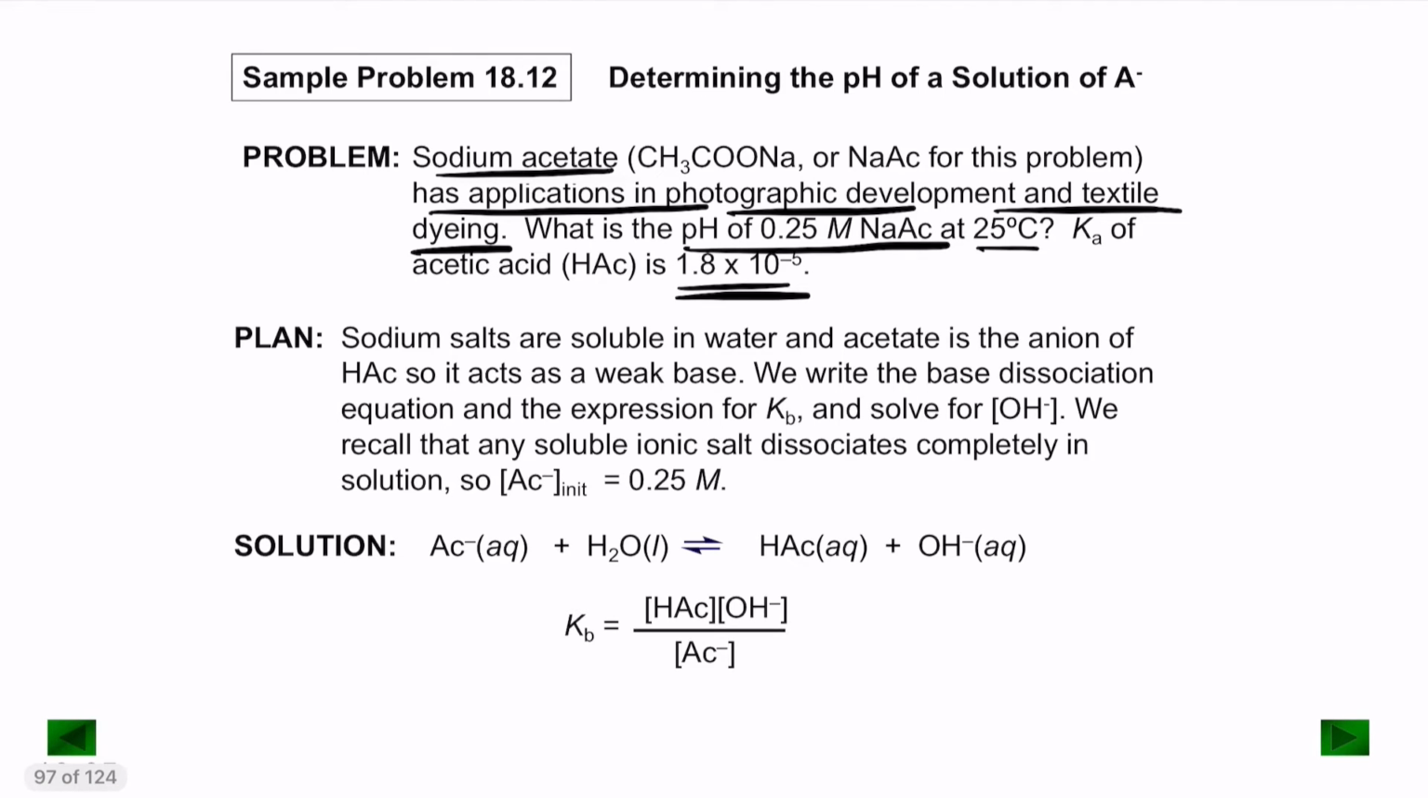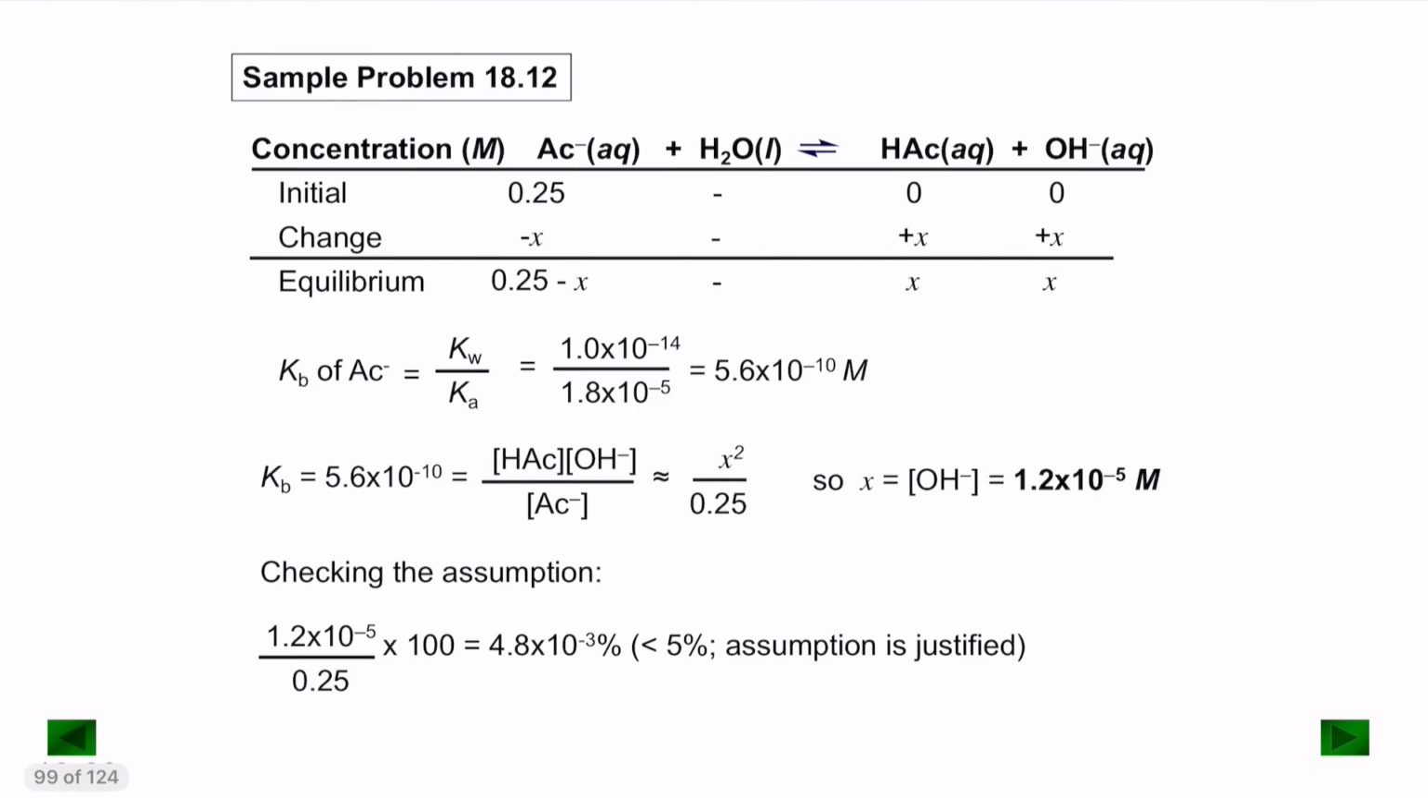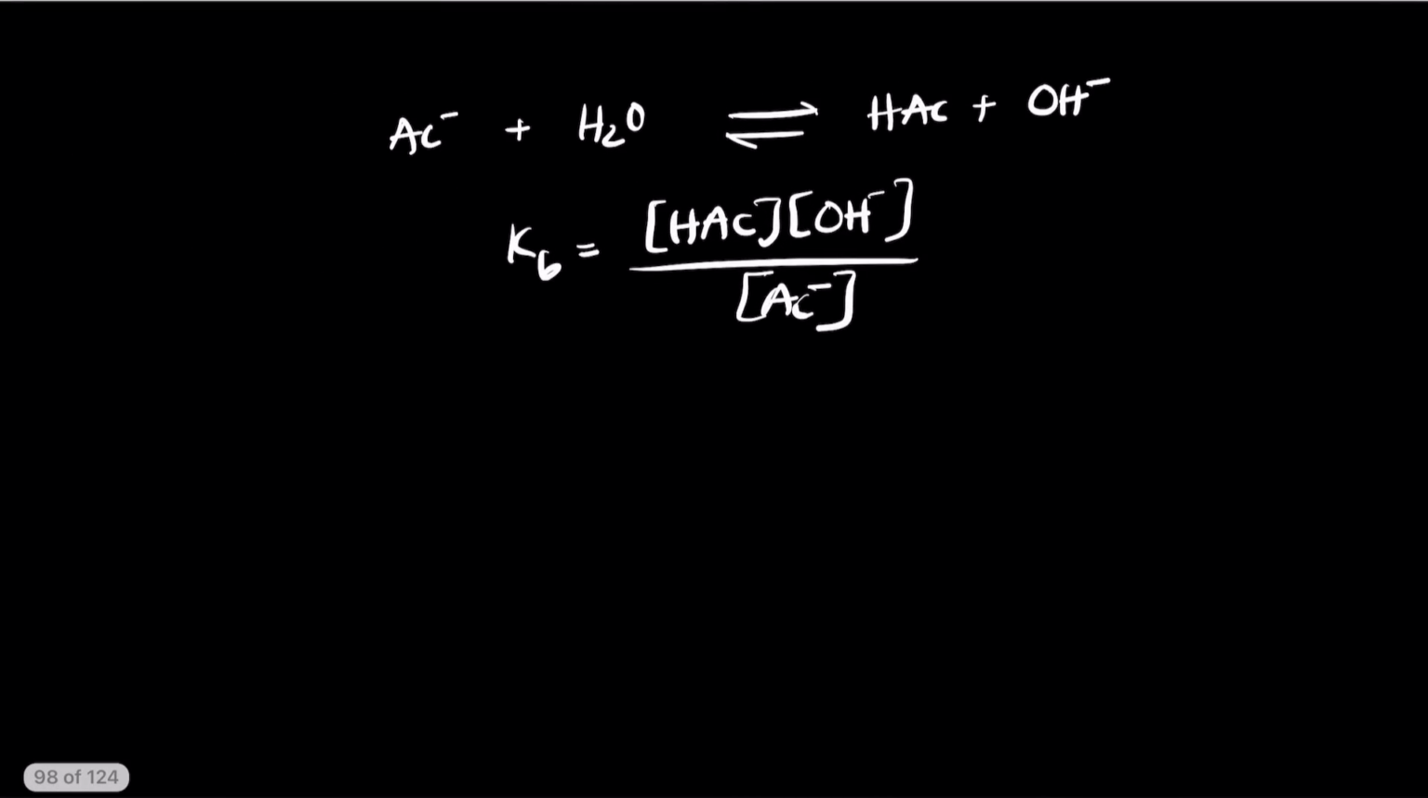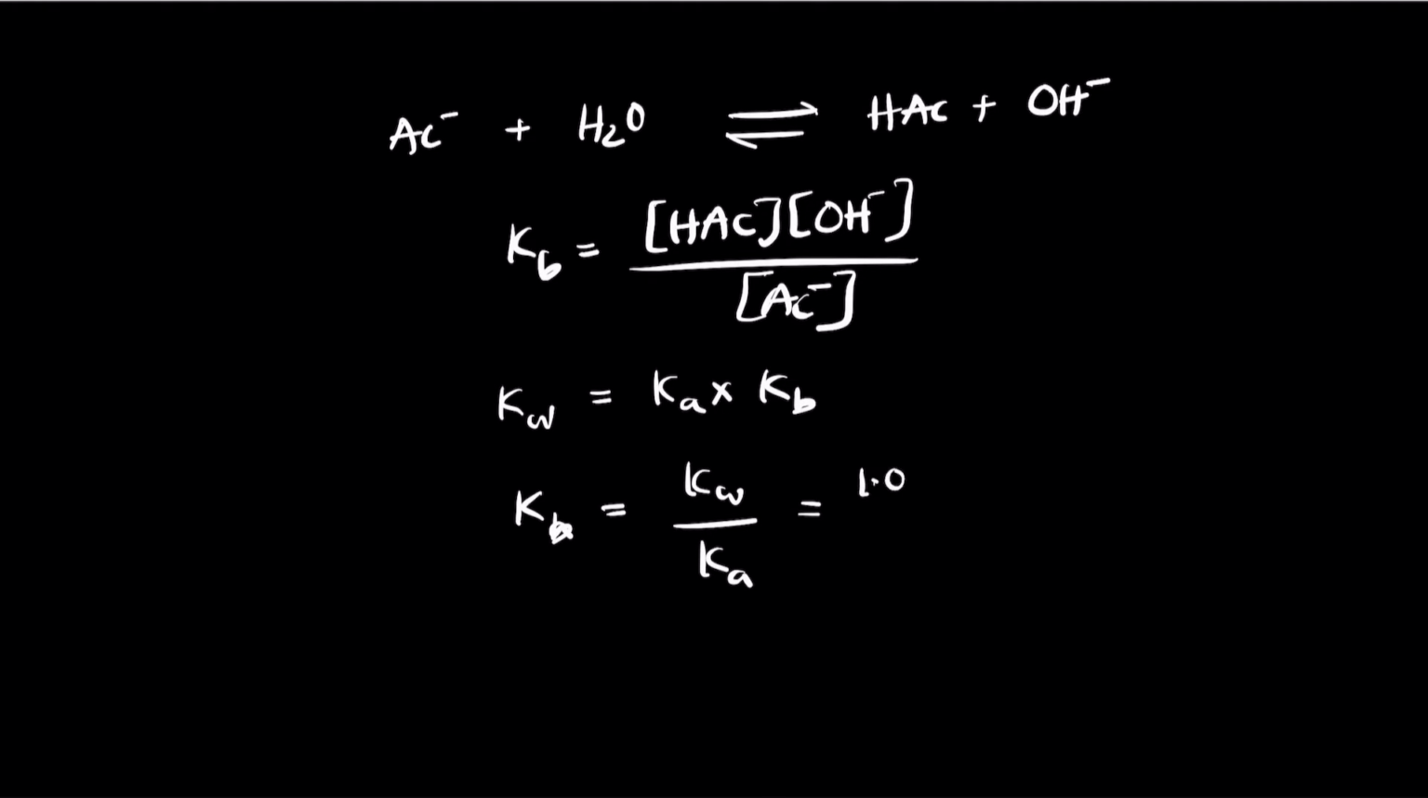So the Ka value is given for acetic acid. Let's find out the Kb value. We know that Kw equals Ka times Kb. So Kb becomes Kw by Ka. Kw is 1.0 times 10 to the power negative 14 over the Ka value, which is given as 1.8 times 10 to the power negative 5. When you calculate that, that gives you a value of 5.6 times 10 to the power negative 10 M. So this is the Kb value.